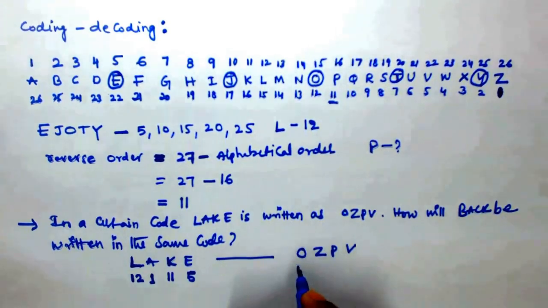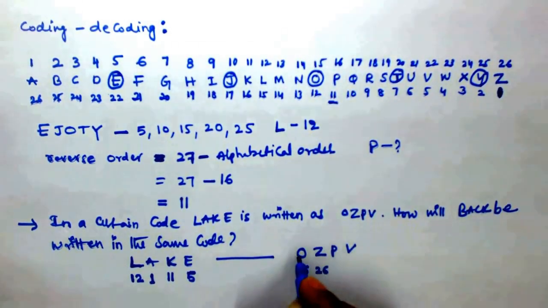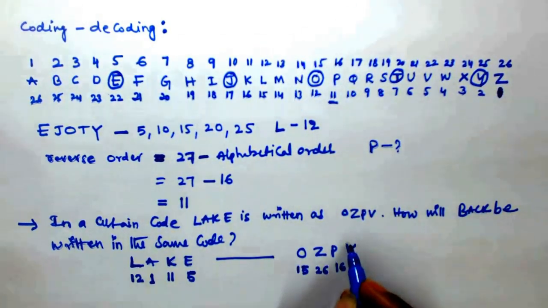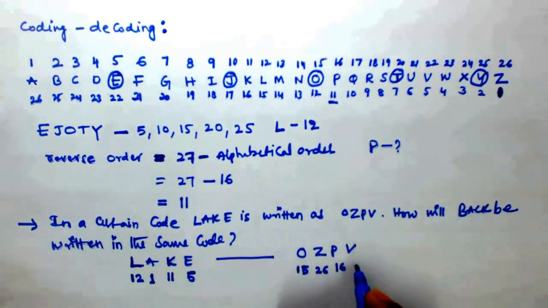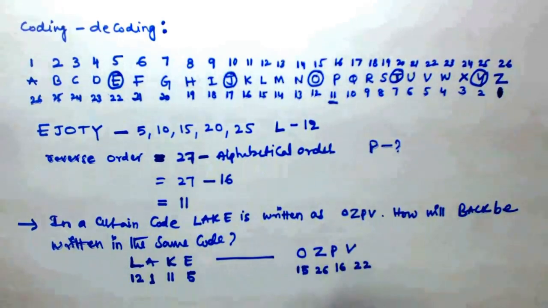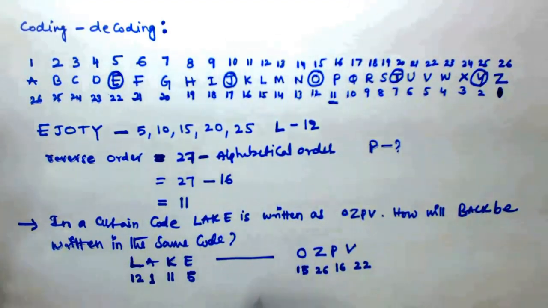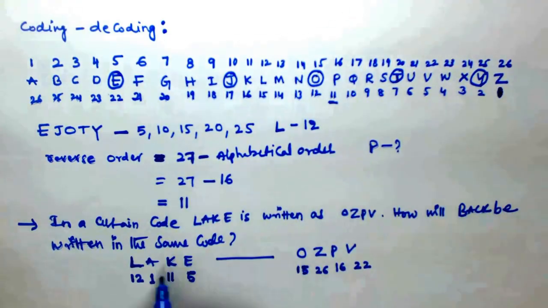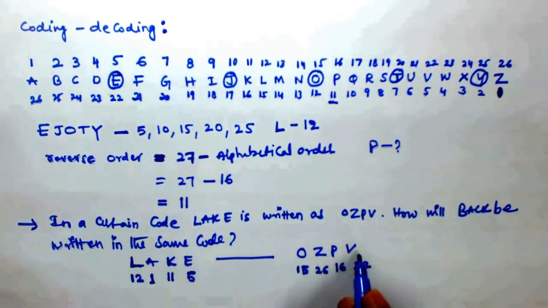O is 15 using EJOTY, and Z is 26, and P, after O, P will come, so it is 16. After T, U, V, so V is 22. Okay, now let's observe the pattern. From this we can find that L is coded as O, A is coded as Z, K is coded as P, and E is coded as V.